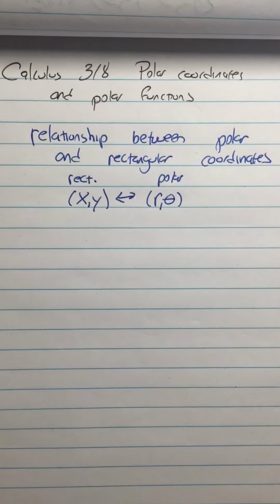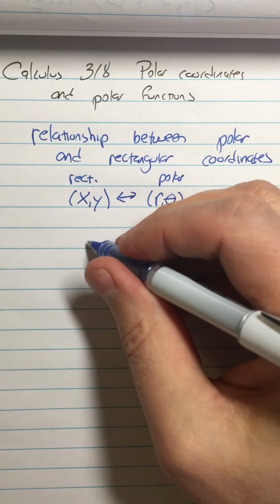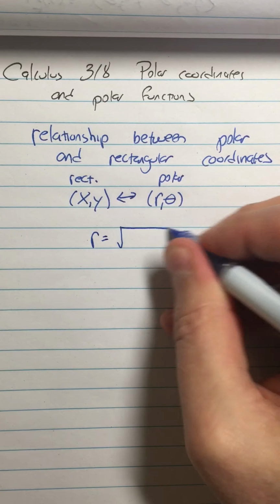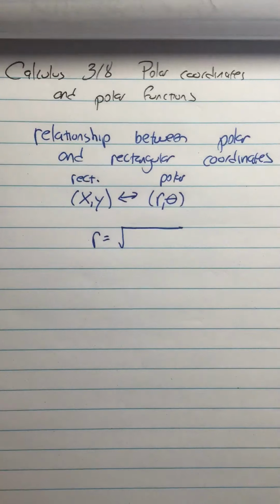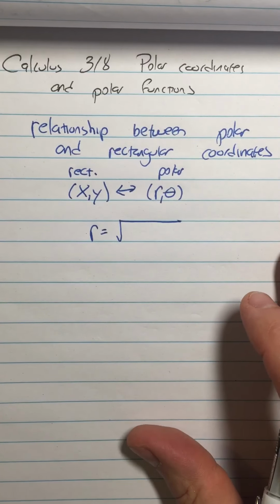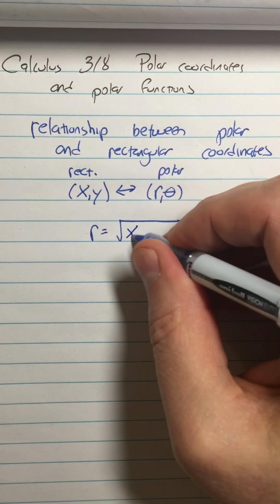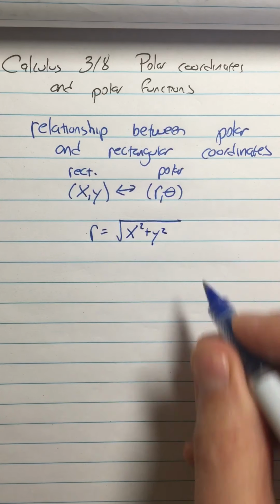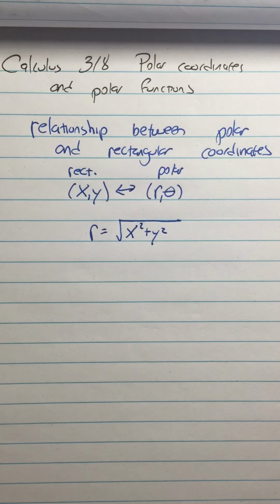Back down. There we go. It's the same as with vectors. So the r is just the distance from the origin, right? Whatever your r is, how far you are from the origin. Well, that's the same as vector magnitude. So it's square root x squared plus y squared. So note that r is always positive in that.